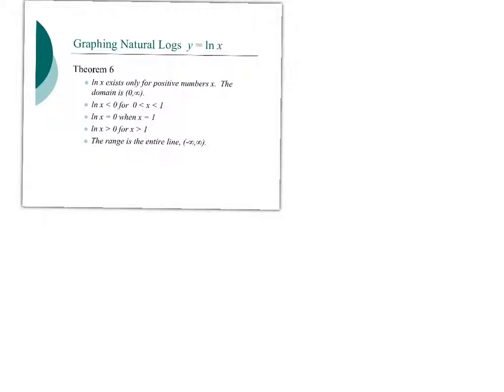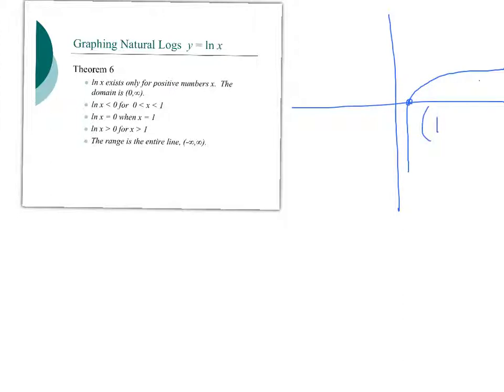Going through and talking about graphing natural logs, go to your calculator and graph the natural log. You're going to get something that looks similar to this, and it's a little bit bigger of a scale. You'll have something that's a little bit closer to the x-axis over here, and this point here is the point 1, 0.